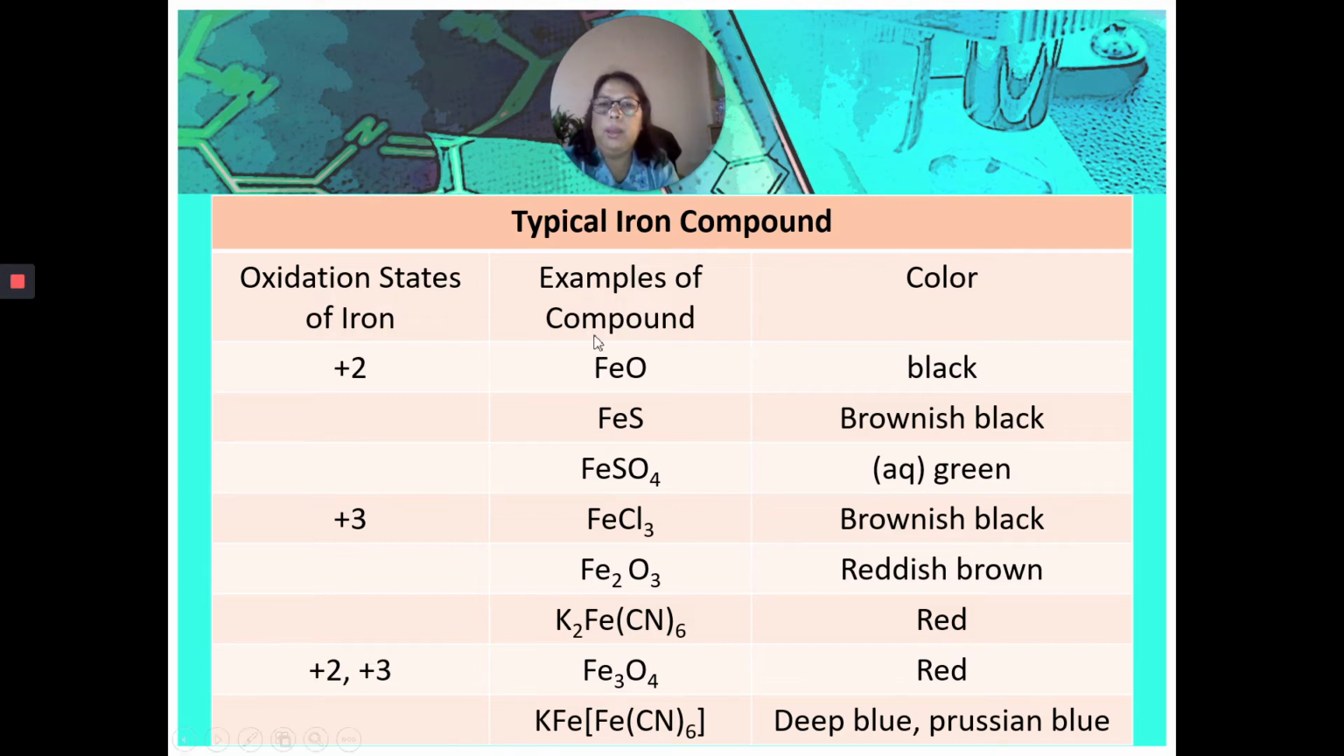So either two of these are given or this is not given. So you are going to supply what is not given. Okay? So you should know the oxidation state of the metal combining with another element to form a certain compound, and what is the color of such compound.